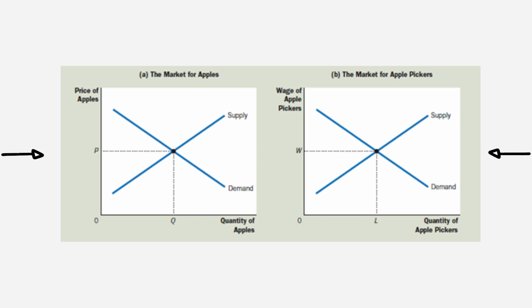We also can apply it on supply and demand of apple pickers. In panel B, demand is the firm's or company's perspective. The higher the wage of the apple pickers, the lower the firms want to hire apple pickers, because the firms consider the cost and it will decrease their profit. And supply is the perspective of people outside the firms. The higher the wage of apple pickers, the higher people offer themselves to be apple pickers.